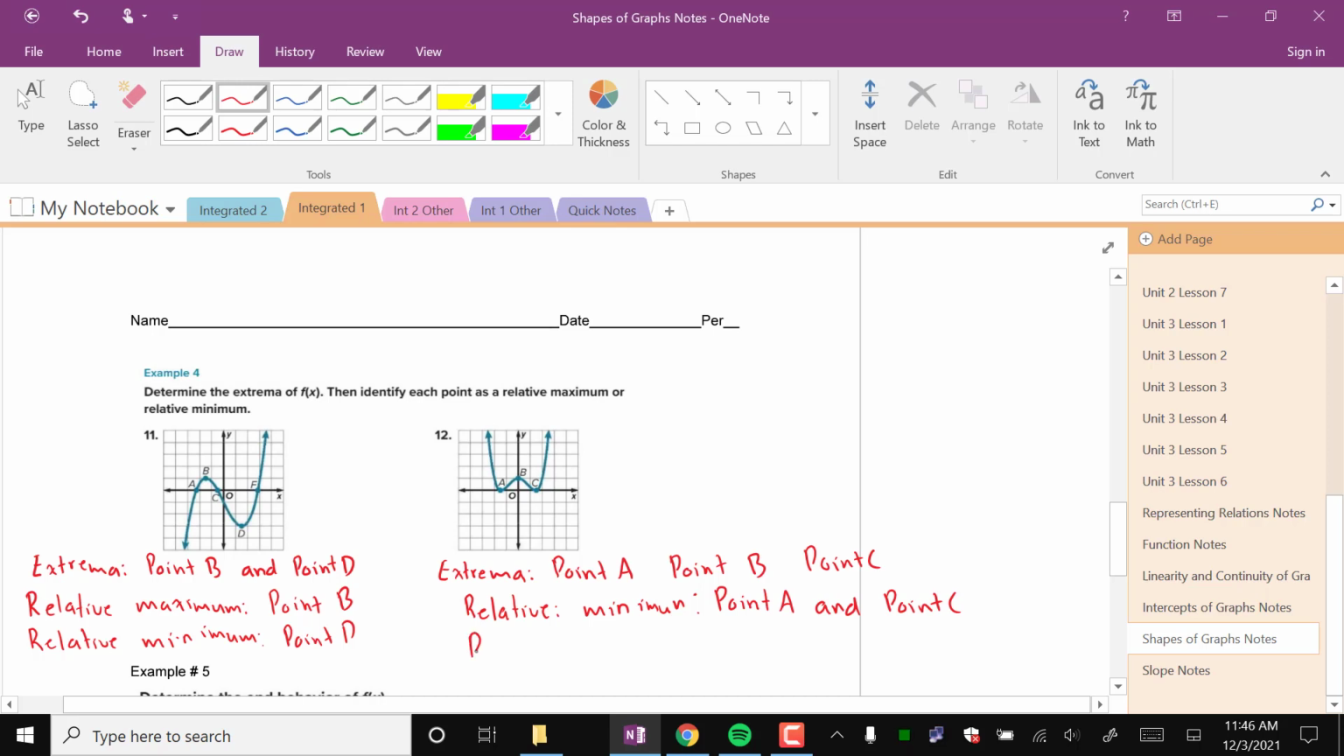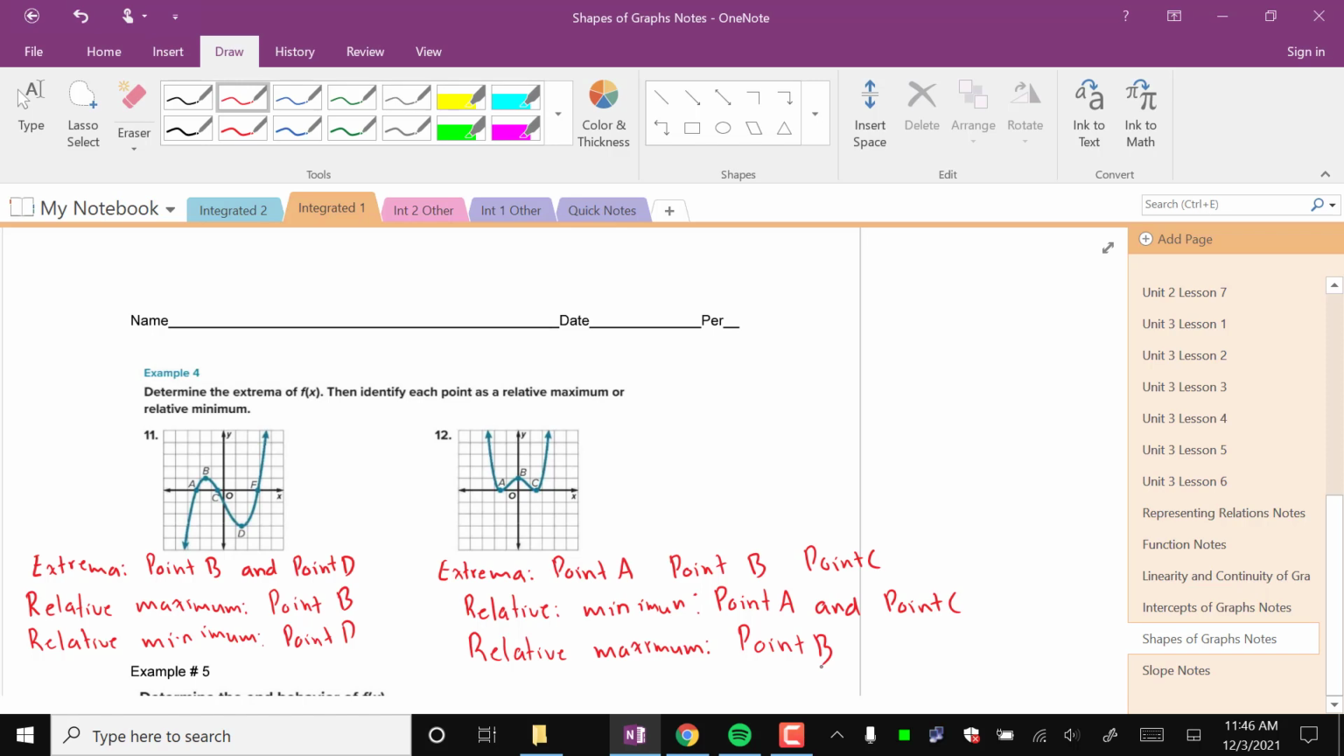So relative max, nothing goes higher than this point, and that's going to be B, because A, it turns around, starts going up. B, it then turns around, starts going back down. So point B is going to be a relative max. So extremas deal with relative mins and relative maxes, what's happening at that point of the graph.